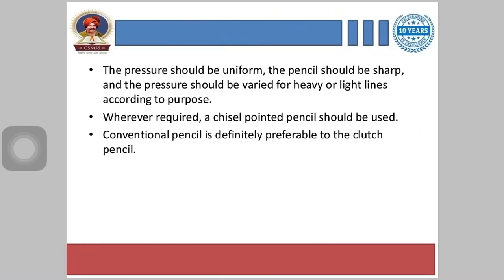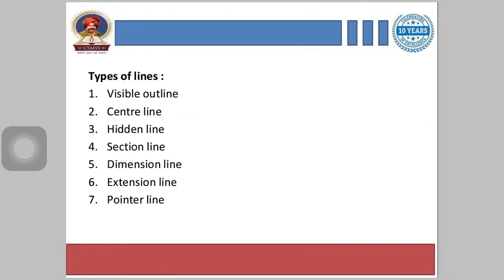Next, the pressure should be uniform and the pencil should be sharp, and the pressure should be varied for heavy or light lines according to the purpose. Wherever required, a chisel pointed pencil should be used, and a conventional pencil is definitely preferable to the clutch pencil, that is your lead pencil. Let us see the types of lines.